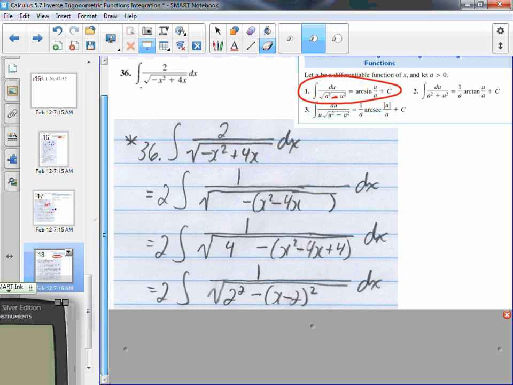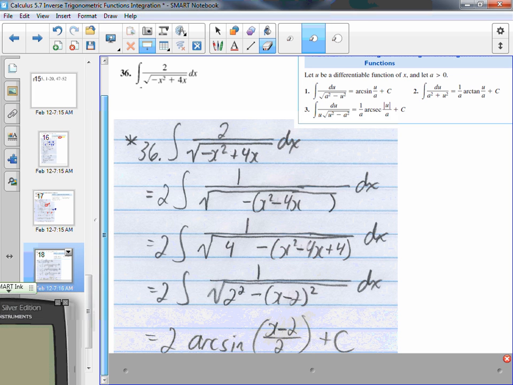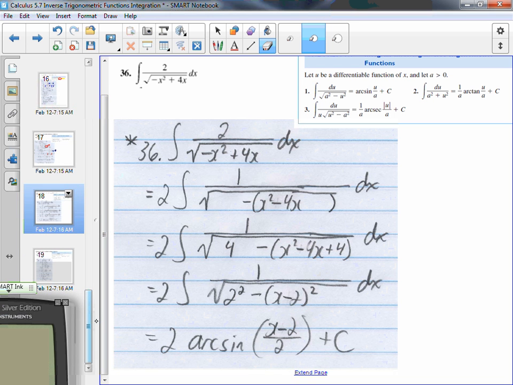What's A equal? 2. What's U equal? X minus 2. If U equals X minus 2, what's DU equal? 1 dx. So can I do this one in my head? Just put X minus 2 where you see a U in your formula. So we've still got the 2 out in front. Then it's the arc sine of U over A, so X minus 2 over 2 plus C. We okay with 36?